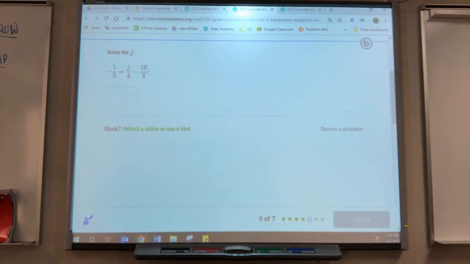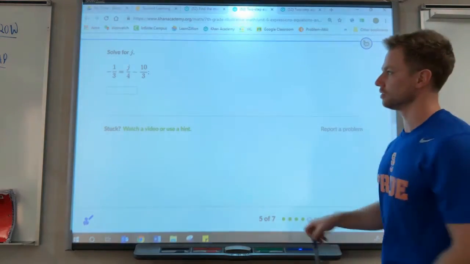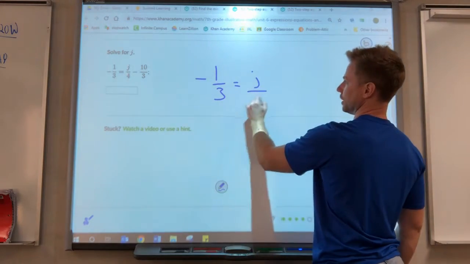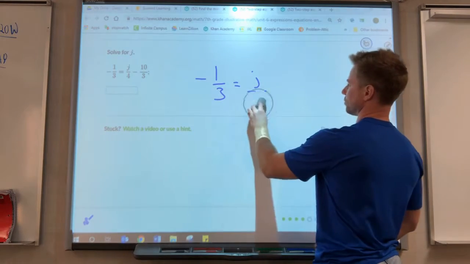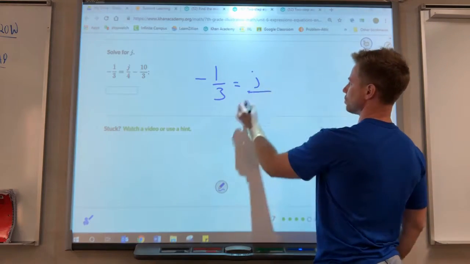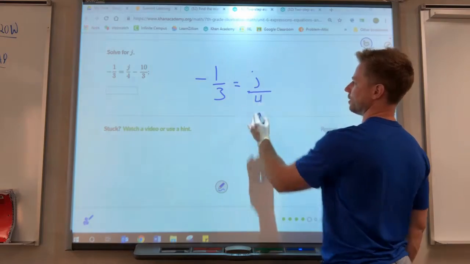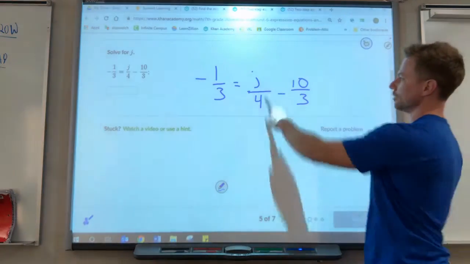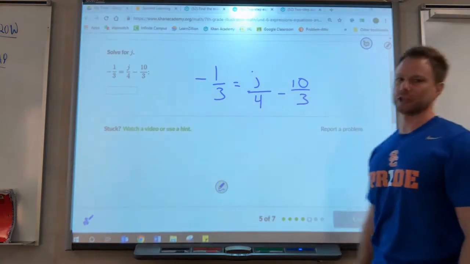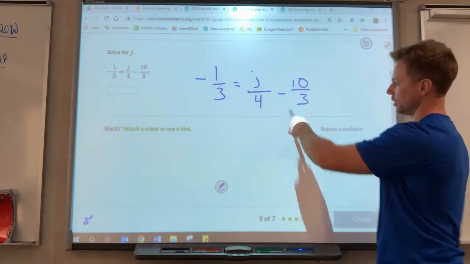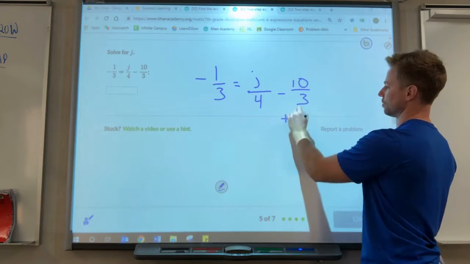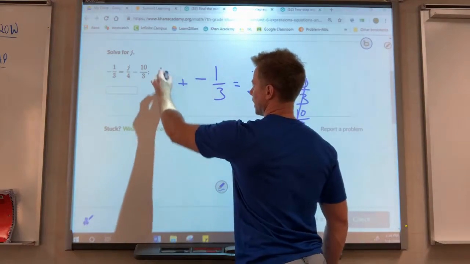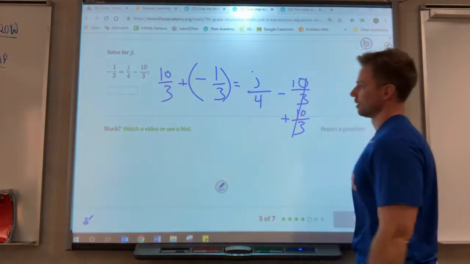All right, another question. Here we have some fractions. Same process, but it looks a little bit different. So we have to remember carefully our rules with multiplying and dividing and positive and negative numbers. Okay, we want to get j by itself. So first we get rid of the term that doesn't have a j, which is the 10/3. We do that by doing the opposite. Opposite of subtracting is adding. Cancels there, goes away. So we're going to add 10/3 on this side.